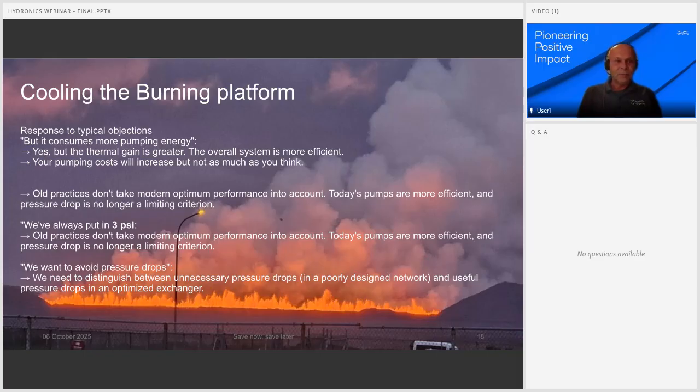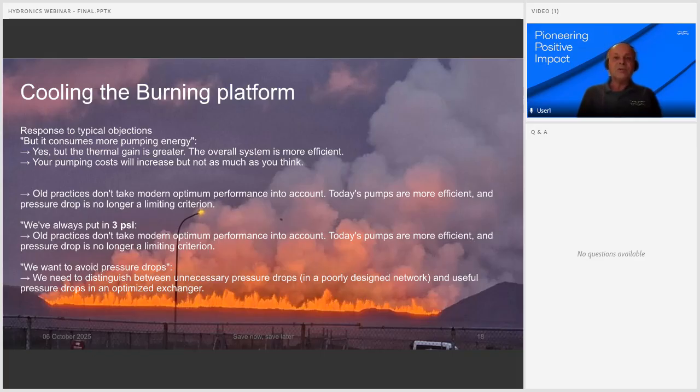And of course, old practice doesn't take modern performance into account. The heat exchanger range from Alfa Laval has developed enormously over the last years. So you can't compare the old designs with the new designs. And as I said, we always put in a free PSI, but it's a common behavior from ourselves, and let's be open for new criteria and new technologies.